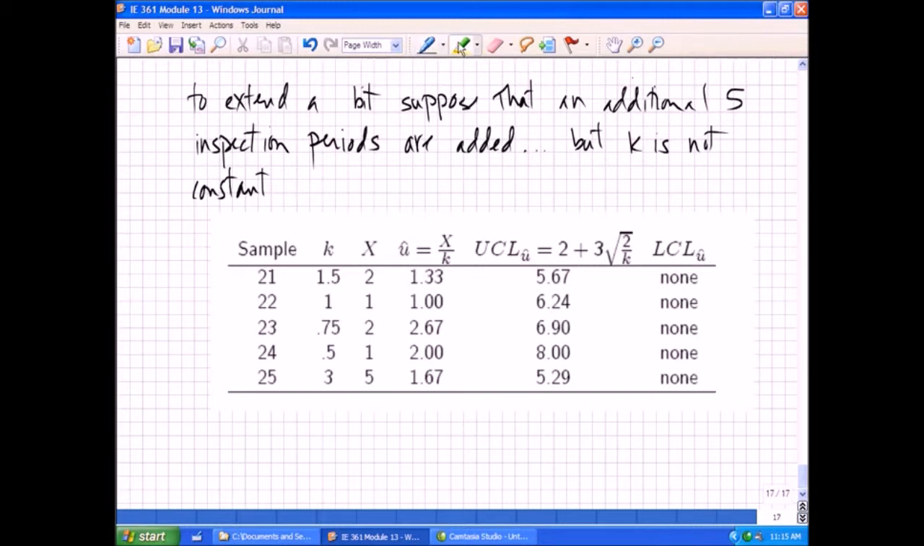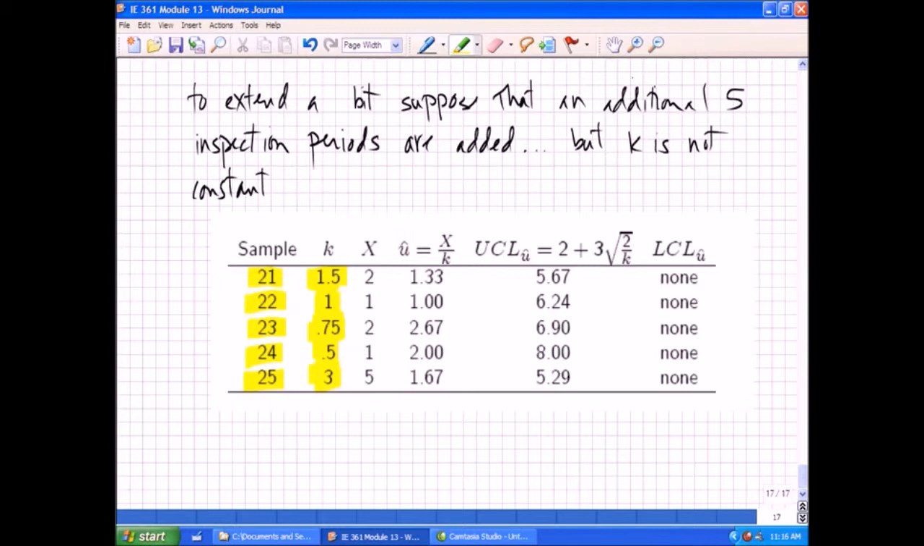Beyond sample 20, let's suppose there's sample 21, 22, 23, 24. But now at sample 21, rather than looking at one inspection unit, I inspect 1.5 units. At sample 22, I do inspect one inspection unit. At sample 23, I don't inspect one, but rather only 3/4 of a unit, 0.5 and 3.